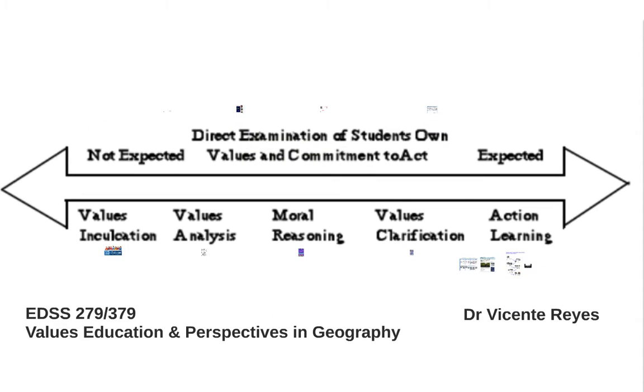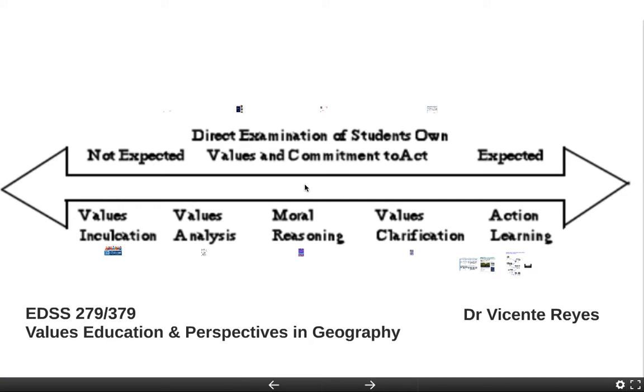So what I just showed you was the matrix of the geography inquiry questions and content descriptions for the primary school levels. This graphic that you see in front of you essentially would be the continuum of values education. So we have from the left-hand side values inculcation, and then on the right-hand side action learning. So the continuum essentially describes direct examination of students' own values and commitment to act, as you can see right here in this text in the center.